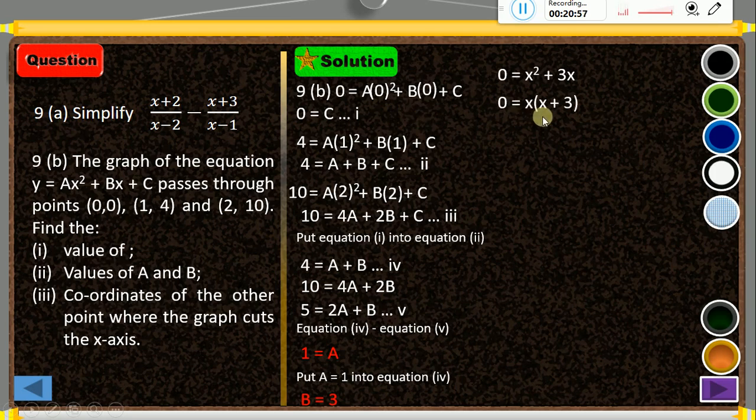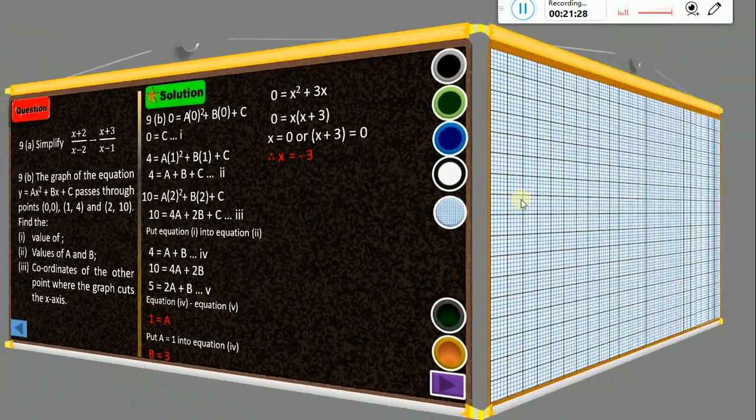So now, substituting back into the original equation, we are now going to get finally that 0 is equal to x squared plus 3x, which can easily factorize. We then have 0 is equal to x bracket x plus 3 bracket closes. Now that implies that x is equal to 0 or x plus 3 is equal to 0. Then x is equal to 0 or x is equal to minus 3. So the other root of that quadratic equation is x is equal to minus 3.